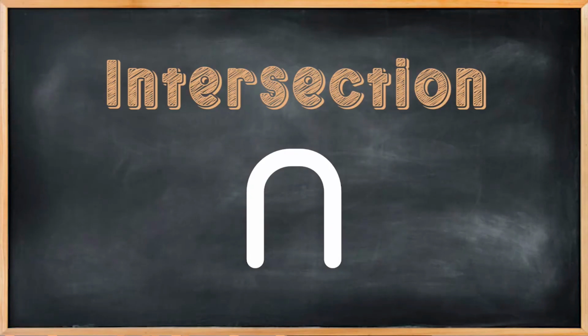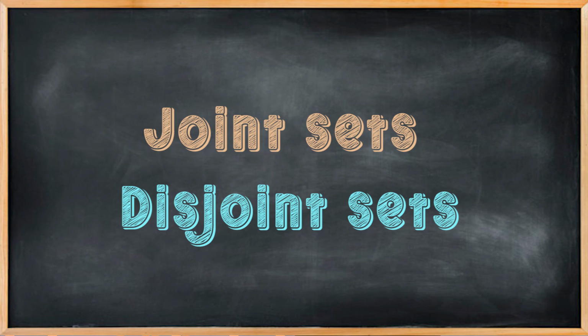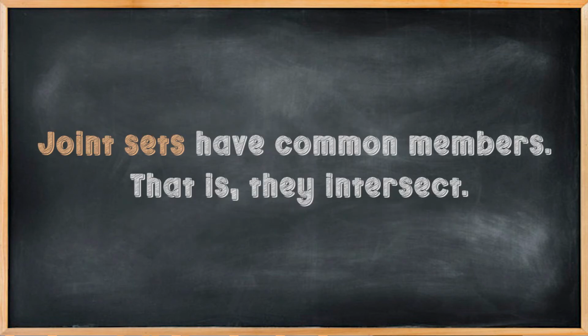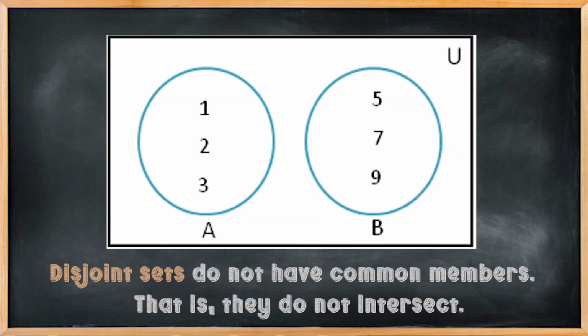So now you have a full understanding of what the term intersection means. We have to also learn two other terms. Now, when we talk about intersection of sets, you must understand the terms joint sets and disjoint sets. Joint sets have common members. That is, they intersect. Disjoint sets do not have common members. That is, they do not intersect.